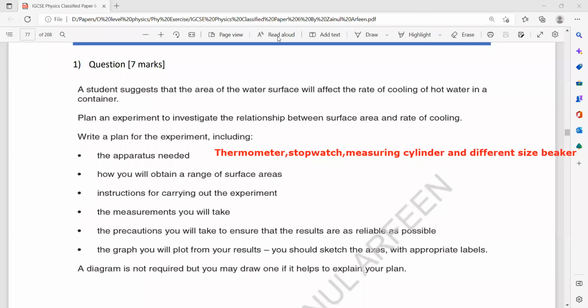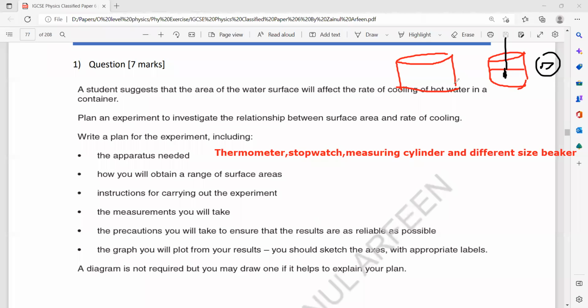So what we will actually do is take hot water. We will pour that hot water into a beaker. Then we record the initial temperature. We start the timer and record the temperature for 3 minutes. Rate of cooling can be affected by different parameters, but because we are investigating how the surface area affects the rate of cooling, we'll repeat the procedure with a different size beaker.